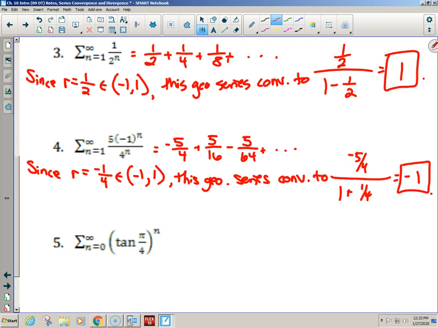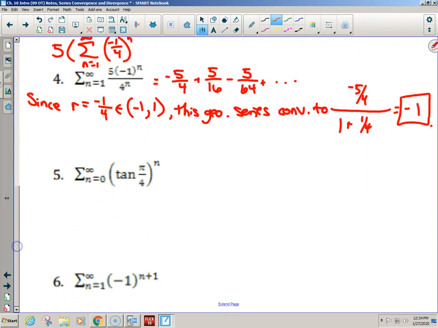If you start plugging in, the 5 just stays the whole time. It could technically be factored out of everybody. It could technically just be a 5 times a sigma if you wanted it. The 5 doesn't make a difference. The important part is the -1/4 that's being raised to the power. Anyway, it's convergent. And then you take your first term over 1 minus the negative, which is 1 plus 1/4, and then -5/4 over 5/4 is -4.